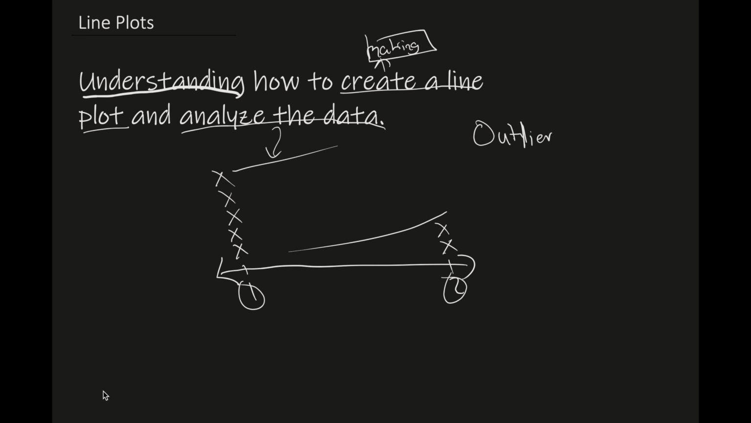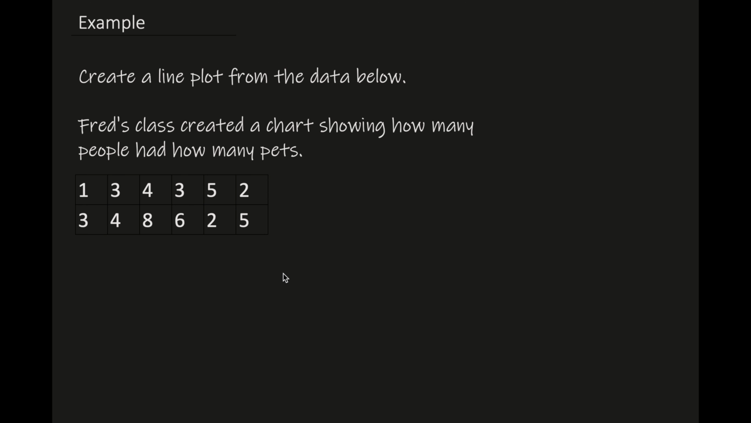So, let's go ahead and get started. Let's start off with an example. It says, create a line plot from the data below. Fred's class created a chart showing how many people had how many pets. The data is 1, 3, 4, 3, 5, 2, 3, 4, 8, 6, 2, 5.